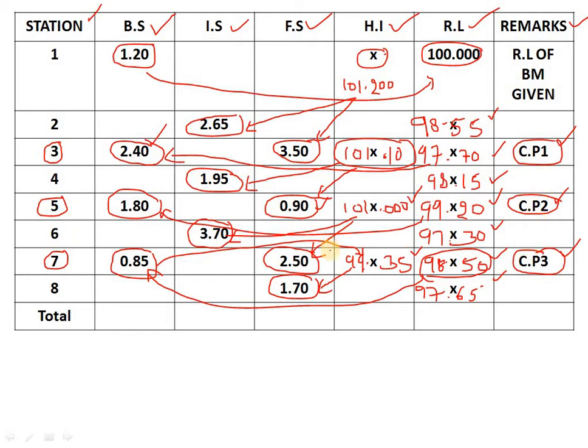We must also mark at which points change point 1, change point 2 and change point 3 are coming. Now finally let us do the arithmetic check. Before checking we have to total the backsights. Adding 1.20 plus 2.4 plus 1.8 plus 0.85, how much do we get? 6.25.